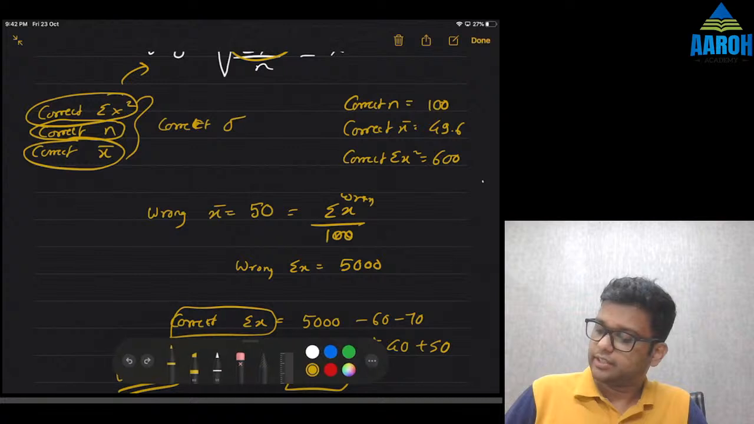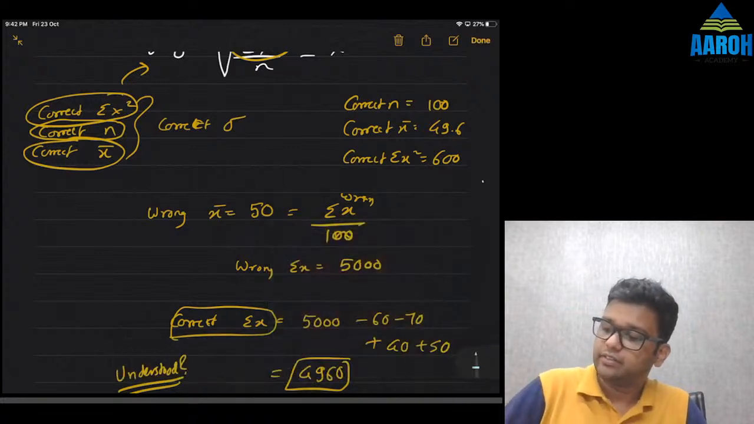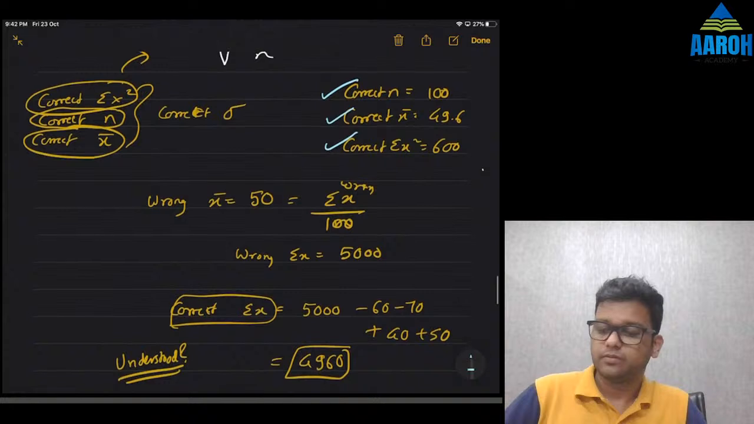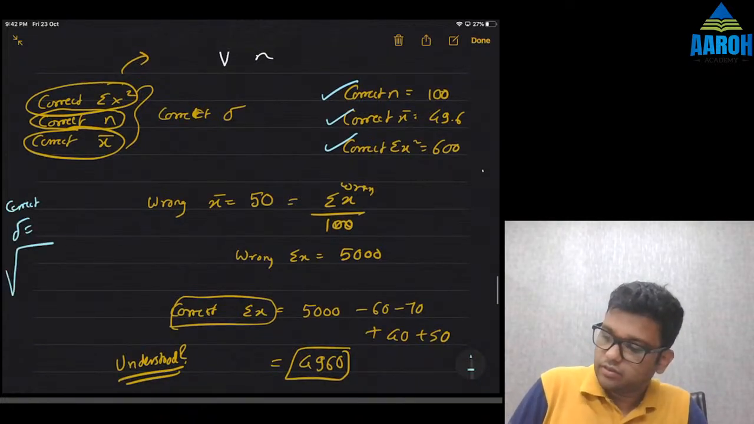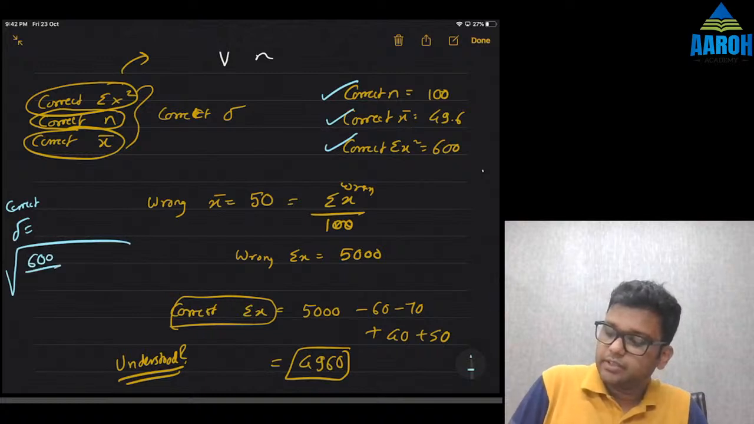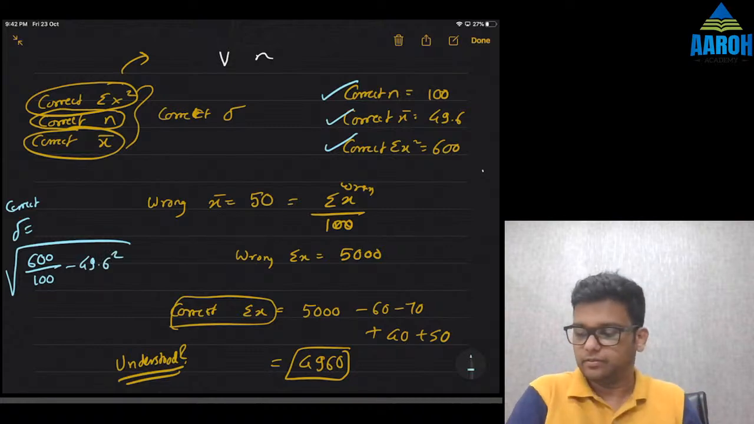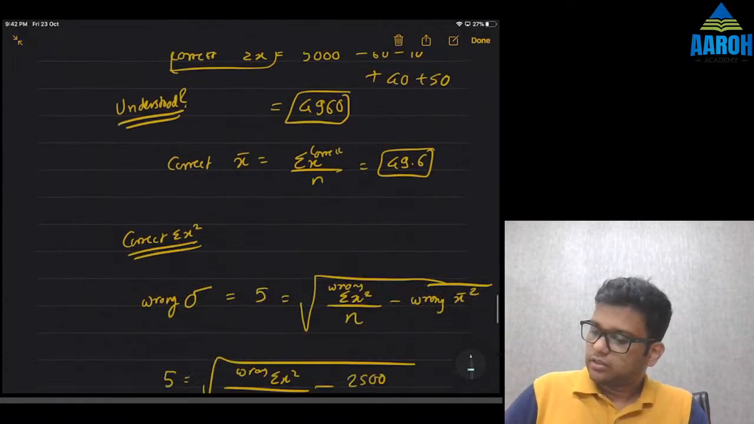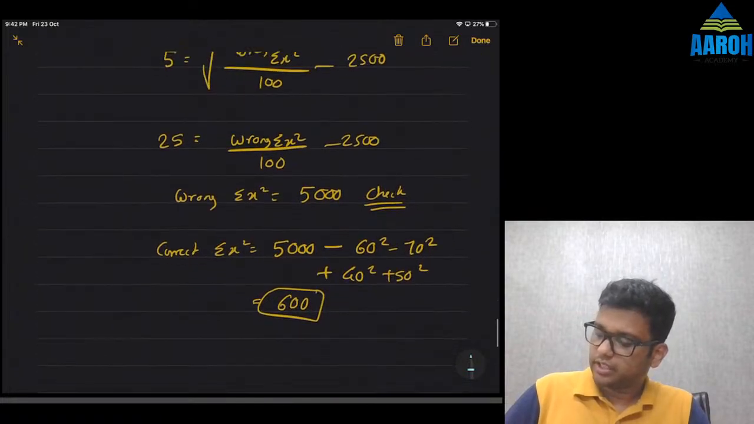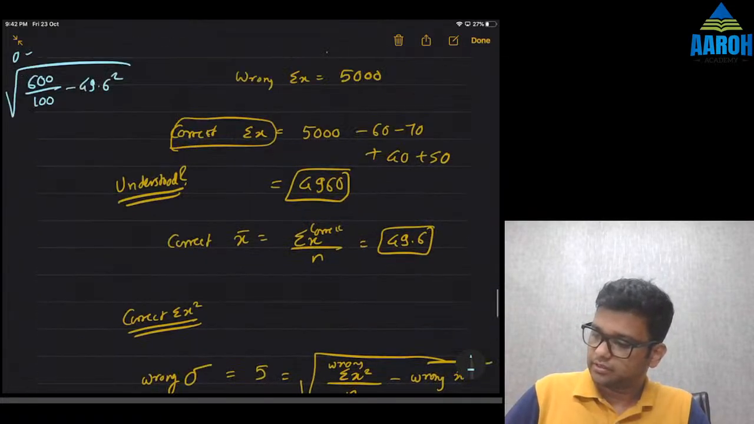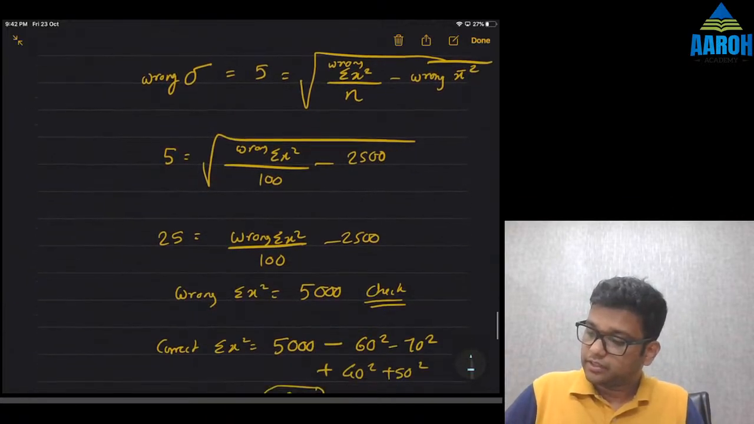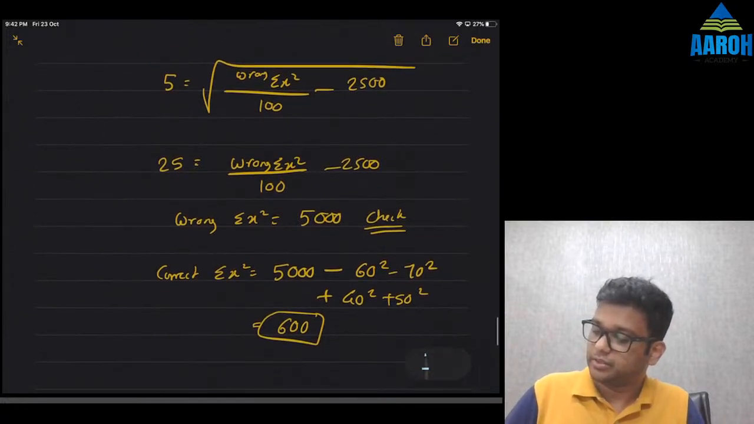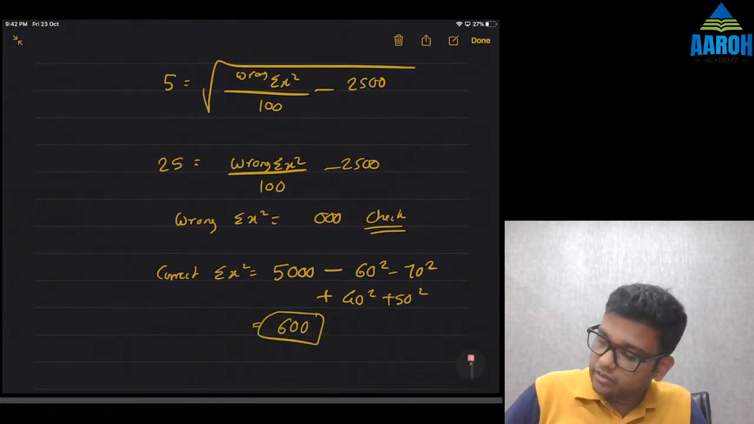Let me know if everyone has got this, and if yes, calculate the correct standard deviation from these three. Correct standard deviation will be the square root of correct summation x square upon n minus correct x bar bracket square. But tell me, is that 6? Okay, I think there is something wrong with this. Just a second, there is something wrong with this calculation. Oh, sorry. This is wrong.